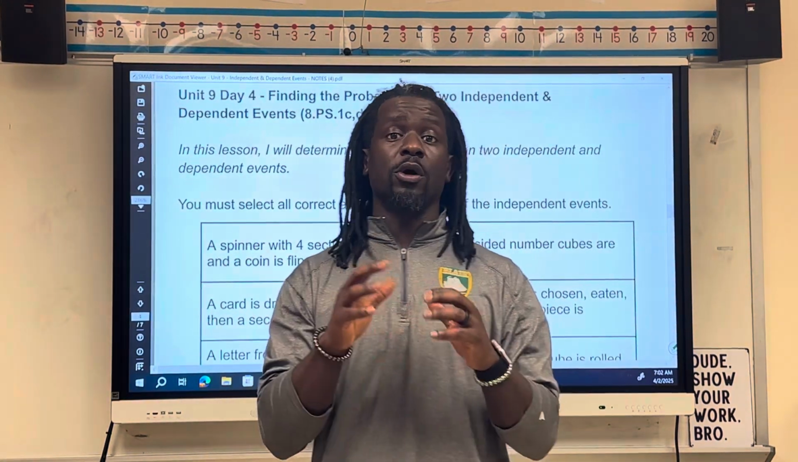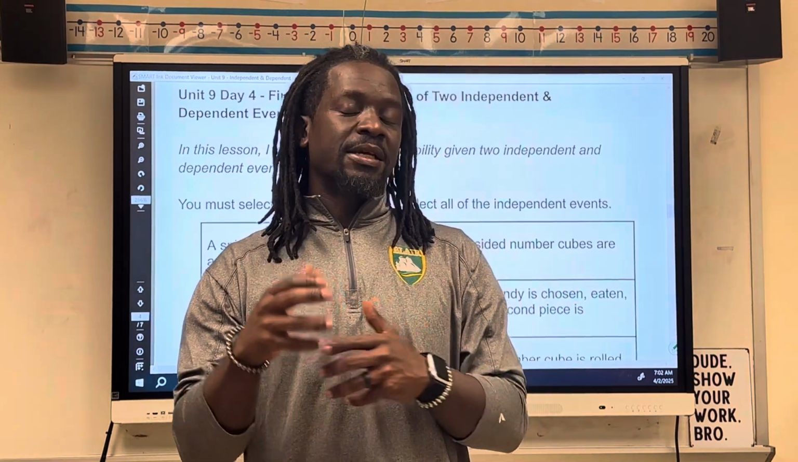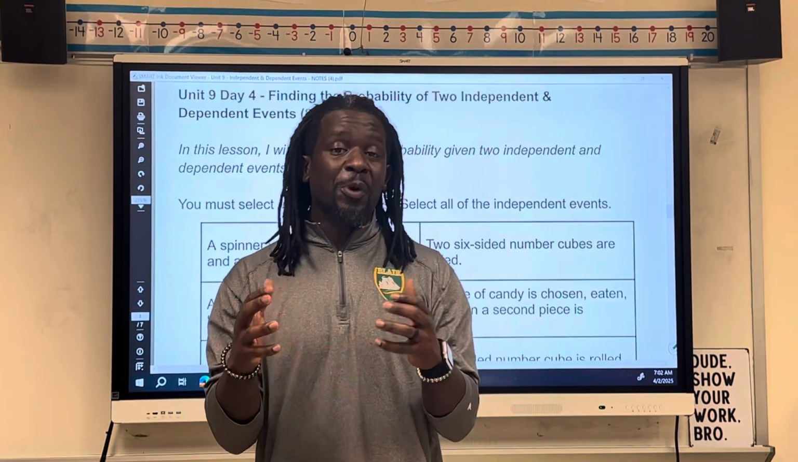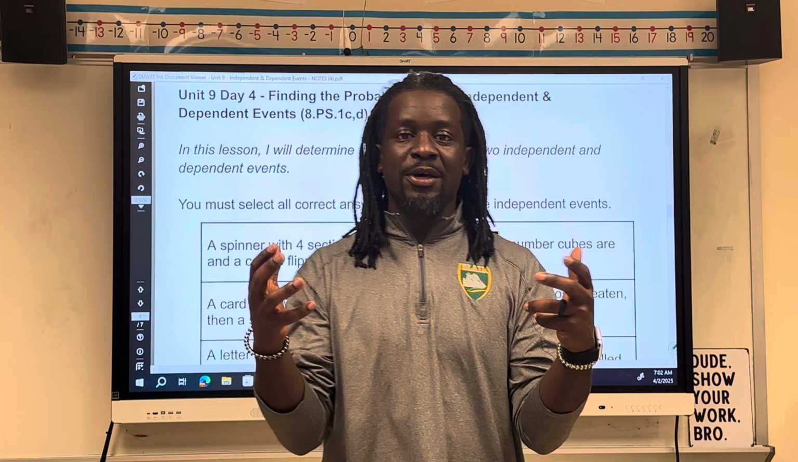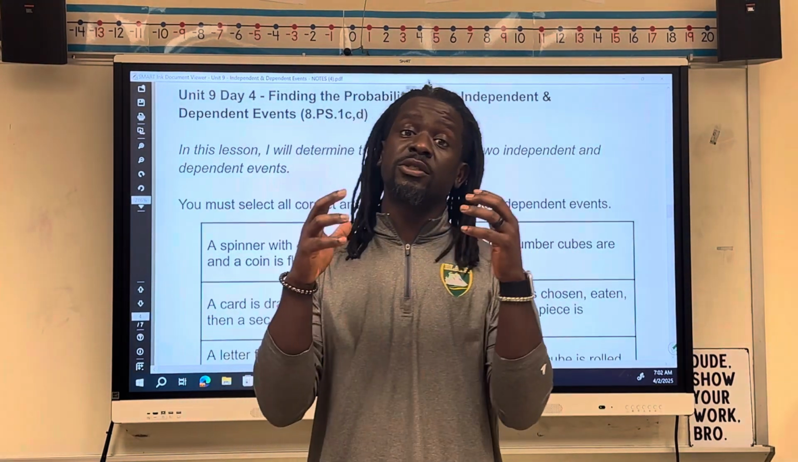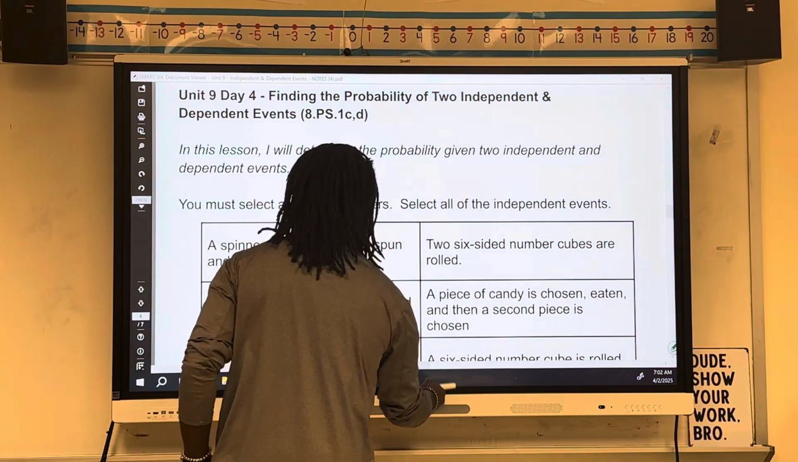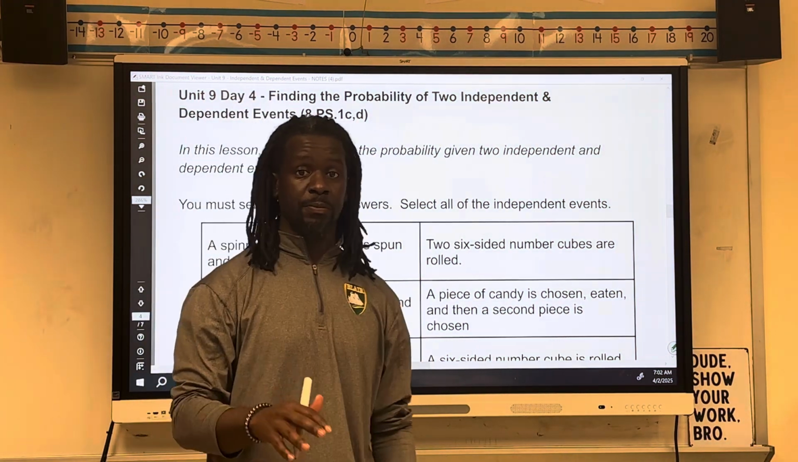In this lesson, we are finding the probability of two independent and two dependent events. So what we're doing is combining what we've covered in the last two lessons all in one. Let's start by reviewing and making sure we can make the distinction between independent and dependent events.